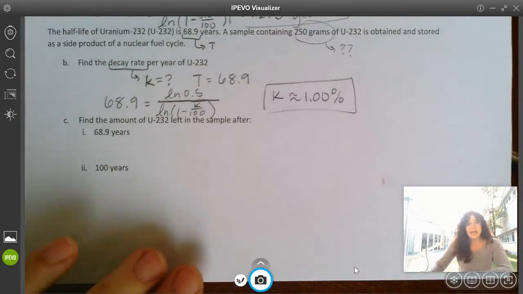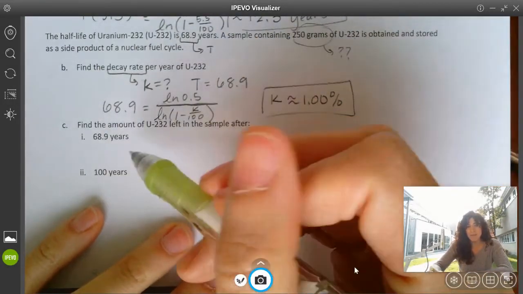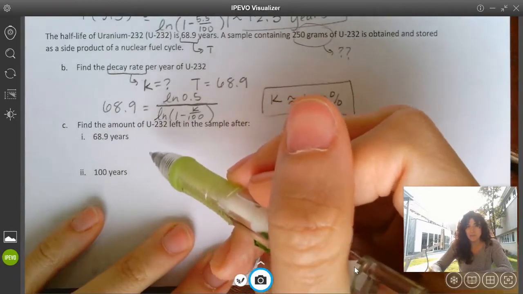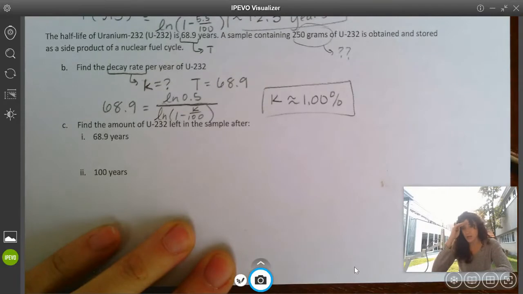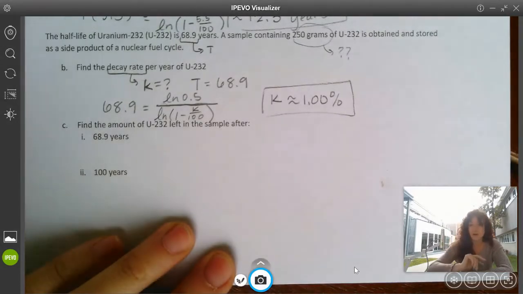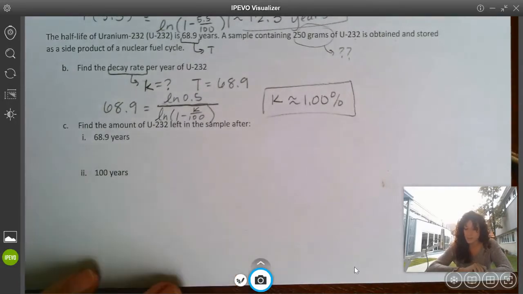Okay, now it says find the amount of U-232 left in the sample after this many years. Okay, so let me just break down what's going on here. Years as a unit of measurement means that is, this is a tough problem. This is going to be a tough problem for you on the test as well.